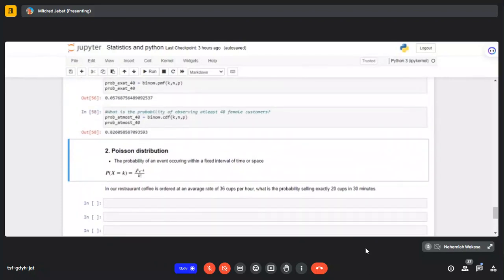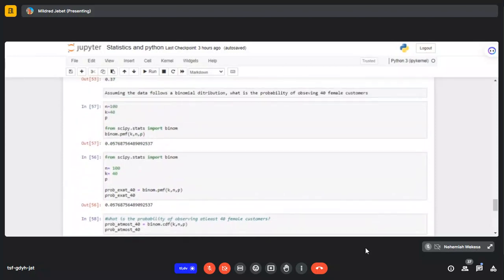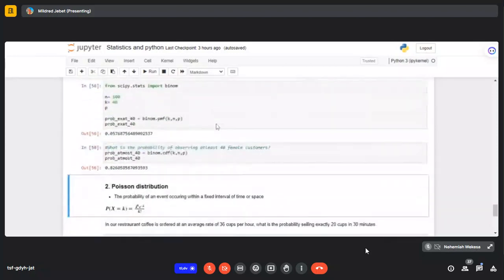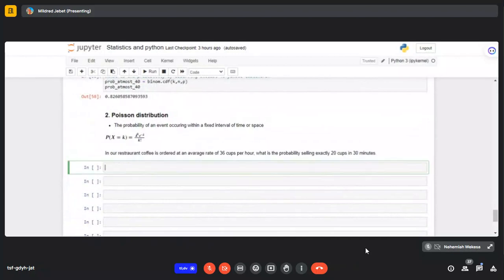I think this Poisson distribution is going to be the last distribution of the day. Nehemiah will do the rest tomorrow, the continuous and negative binomial, because I don't really get that well. For the Poisson distribution, it's simply the probability of an event occurring within a fixed interval of time or space. Mostly Poisson distribution is applied to queue theory, when you're trying to analyze queues.